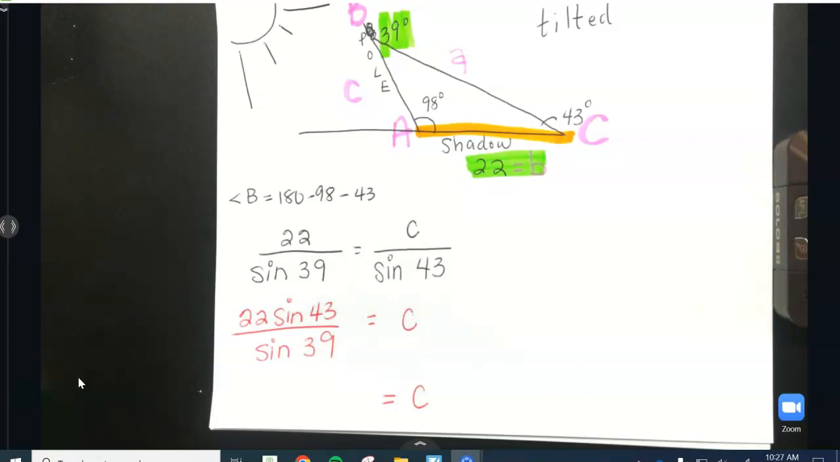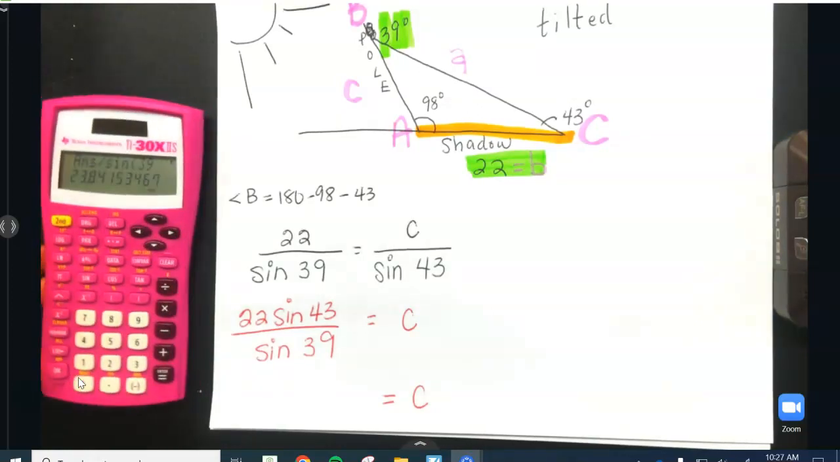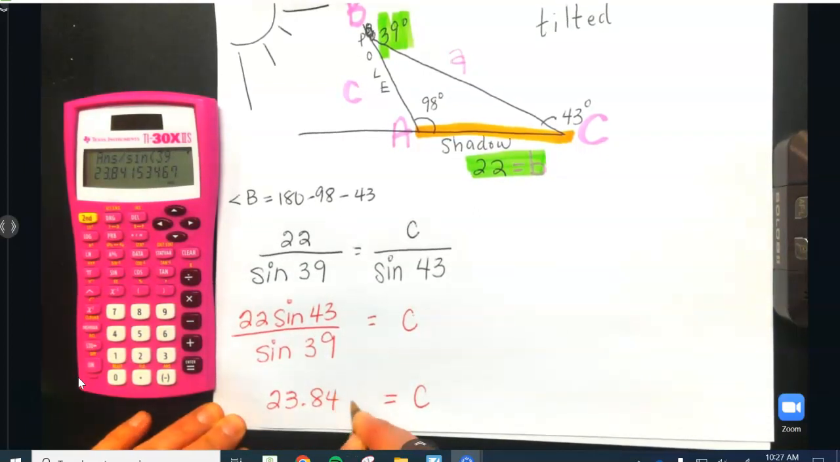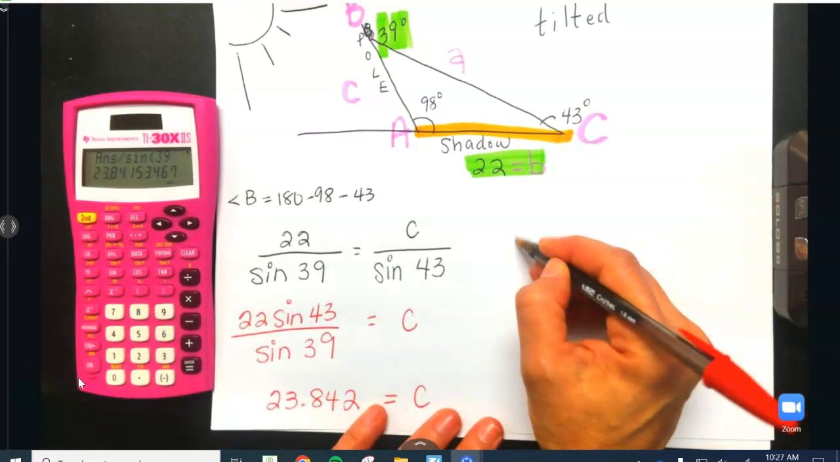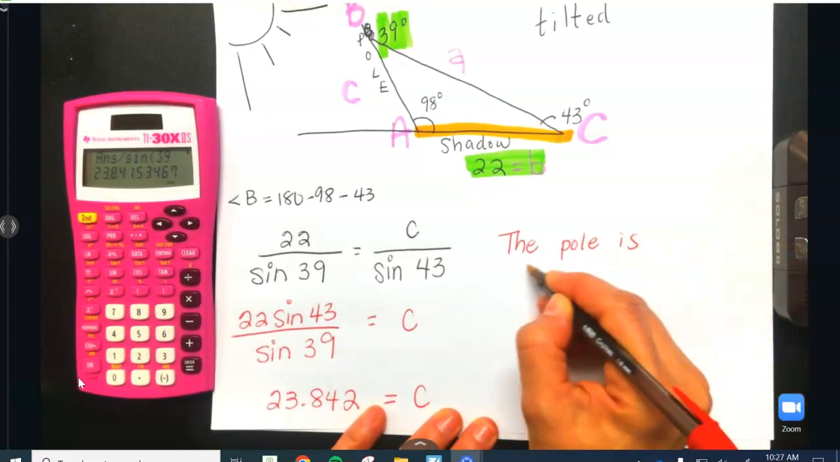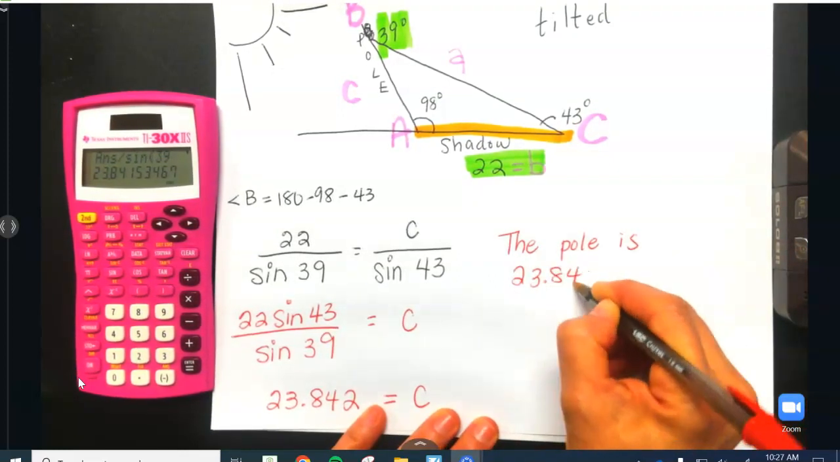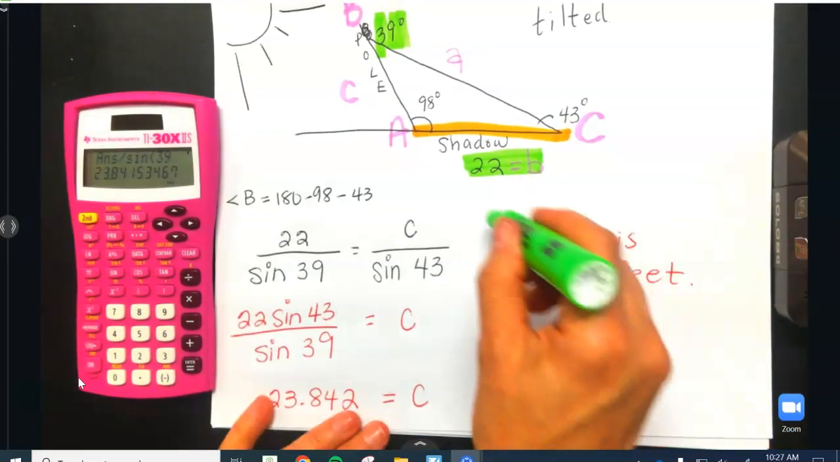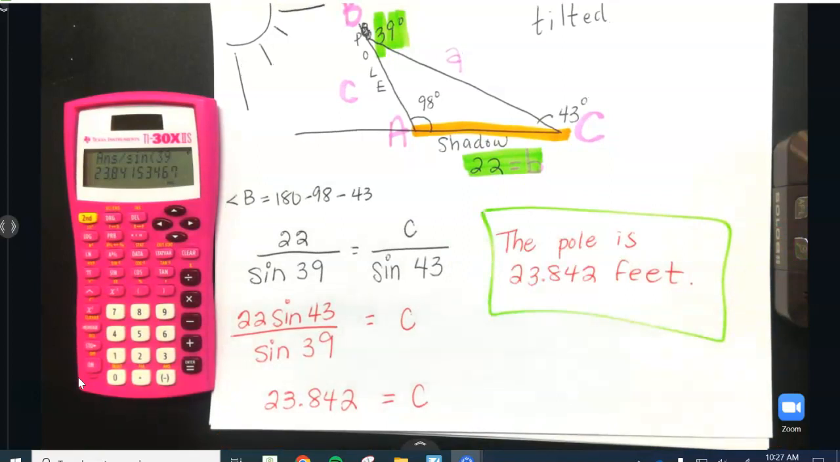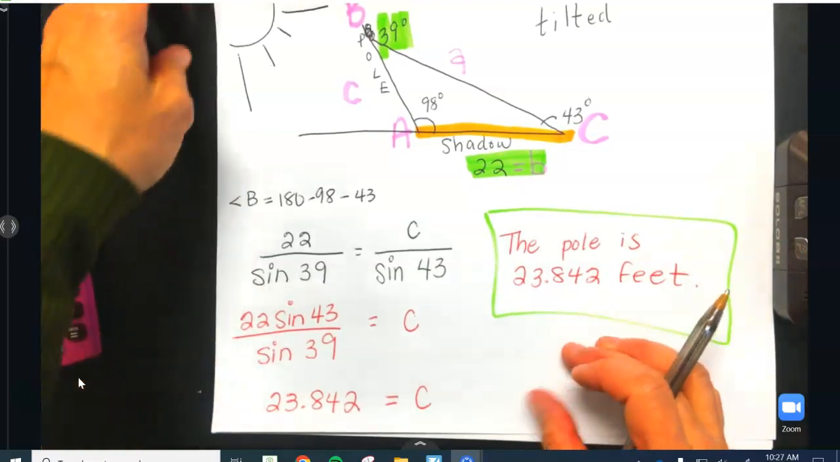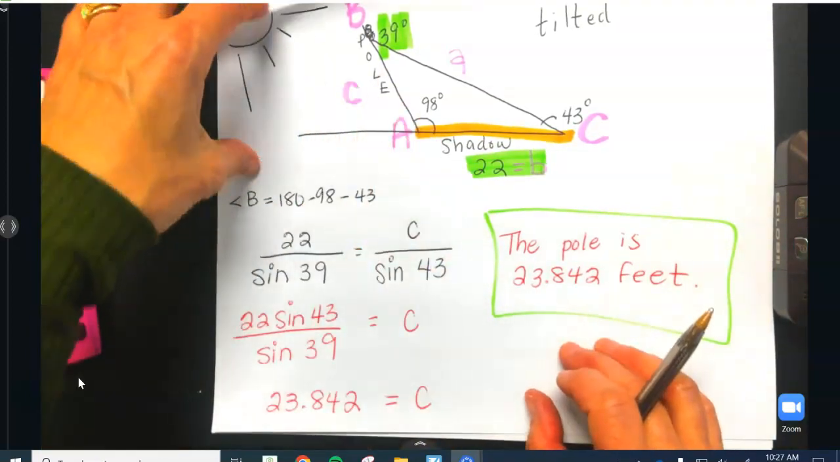Let's see, sine. So 23.842 is what you guys should have got. Any questions on that? Remember, it's in feet. And that is the answer. All right. Any questions on that? I'm going to ask you to set up the next one on your own, but before we do, I should have mentioned this at the beginning, but I forgot.